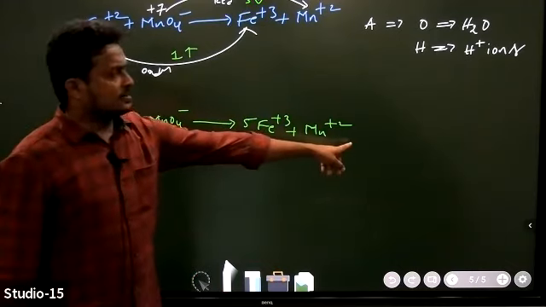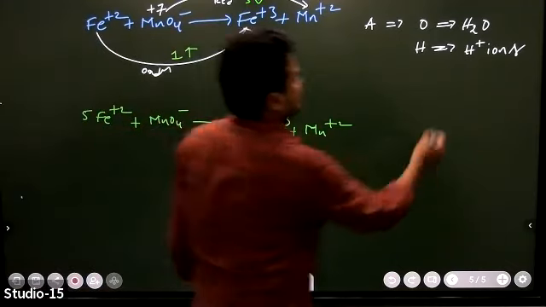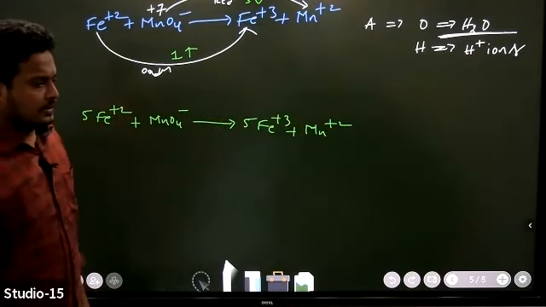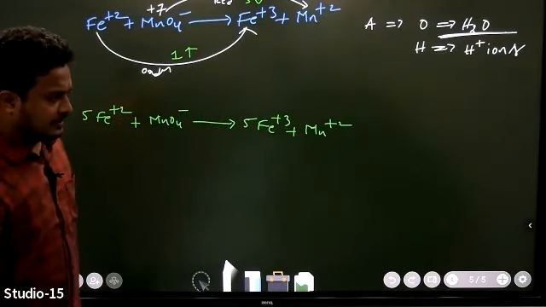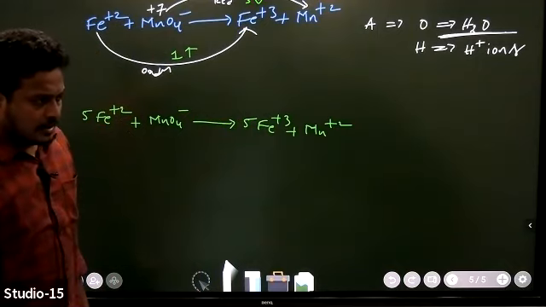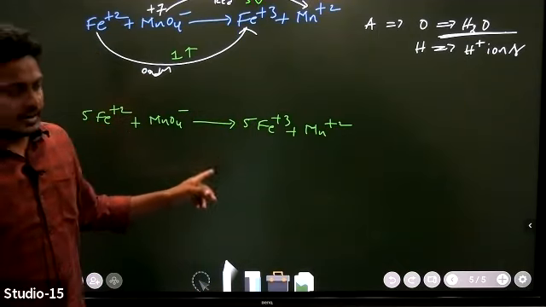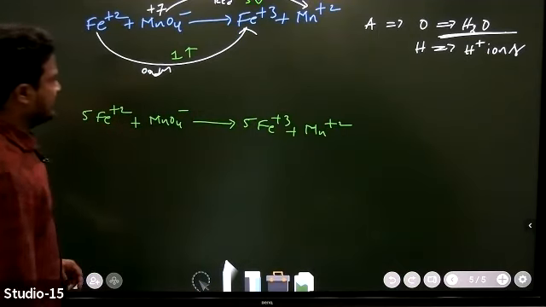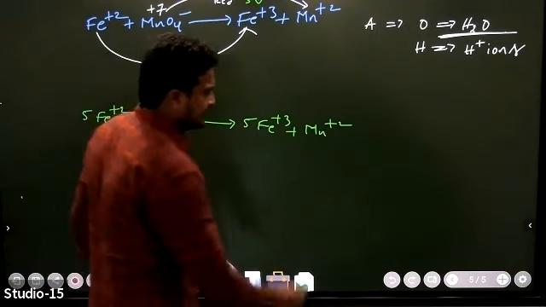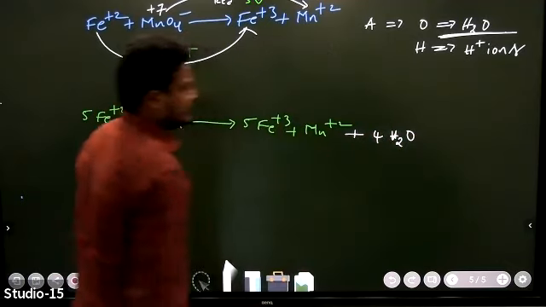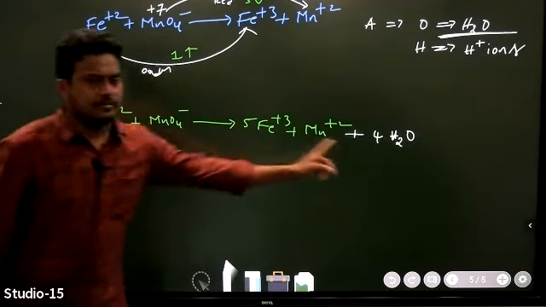Now to add oxygens, what do we have to add? H2O molecules. How many H2O molecules are required? 4 H2O molecules are required. In which side? Right hand side. 4 H2O. Now in this equation, what do we get in excess?